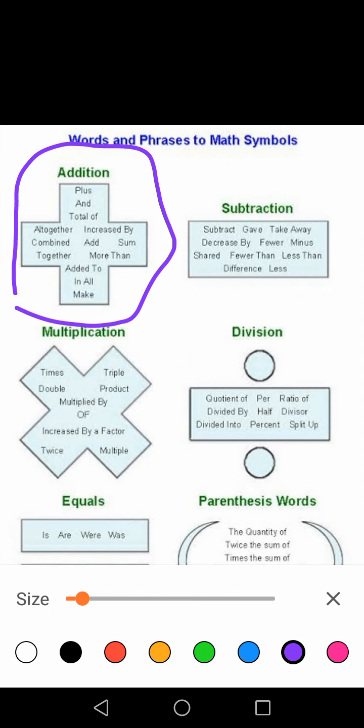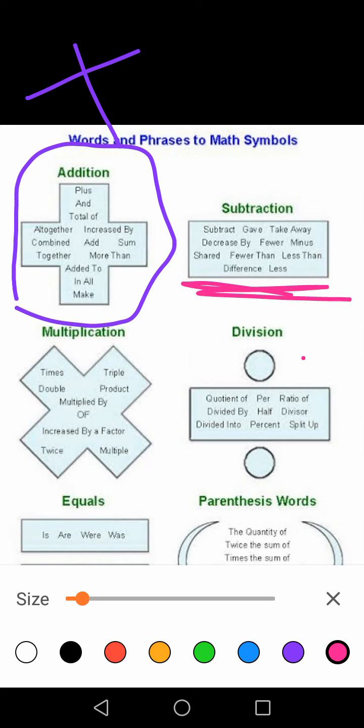Here, if they give me plus, total of, altogether, increased, sum, add, combined together, more than, add to, in all, or makes, all of these mean plus. And for subtraction, like subtract, take away, decrease by, shared, fewer than, less than, difference, or less, all of these are called difference, which means minus.